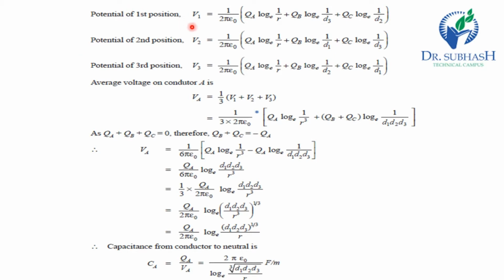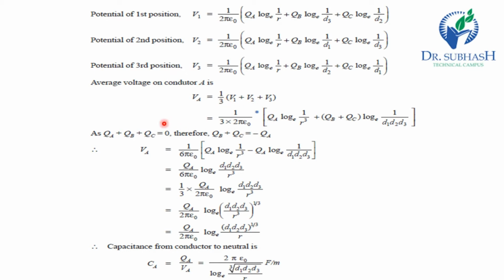Potential of the first position is V1. For the first position, we have the distance between B and A as D3 and between A and C as D2. Now in the second position, the distance between A and B is D1 and the distance between A and C is D3. In the third position, the distance between A and B is D2 and between A and C is D1. So the average voltage on conductor A is V_A equal to 1 by 3 of V1 plus V2 plus V3. We get the average value of voltage V_A.